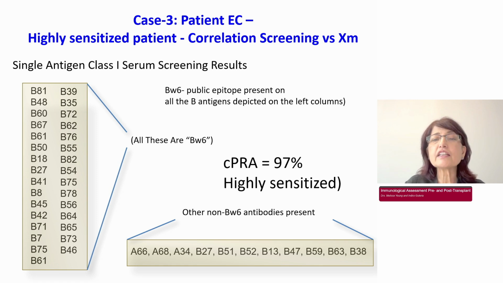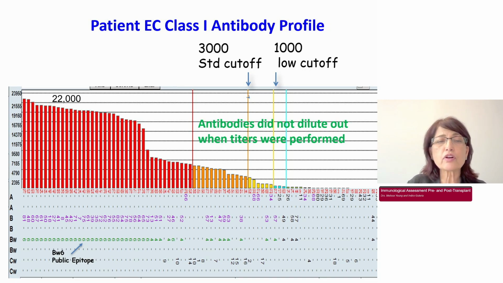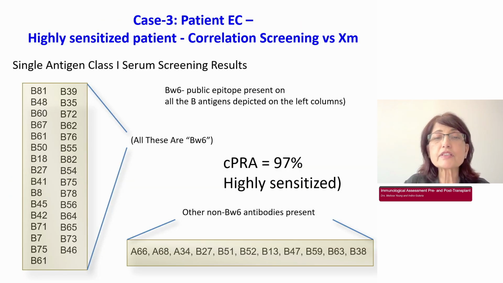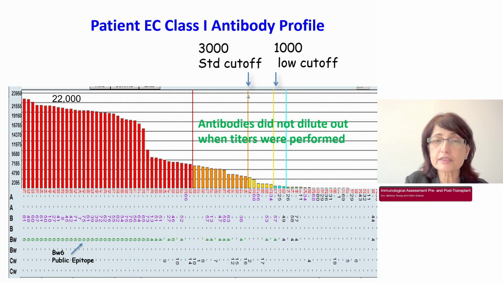This is a patient who is highly sensitized. Dr. Young mentioned there are some referred to as public epitopes. This patient is making antibodies to BW6. All these B antigens have a common epitope, which is BW6. And in addition, the patient has all these other antibodies, making the CPRA 97%, which is a highly sensitized patient. Now, we had an opportunity to perform cross matches. I'll come to that. But this profile of the patient's antibodies, these antibodies are really strong. This is how the Luminex single antigen bead assay appears.